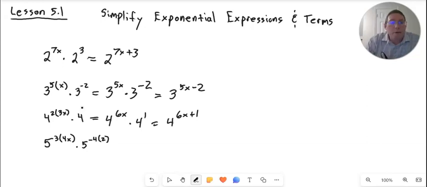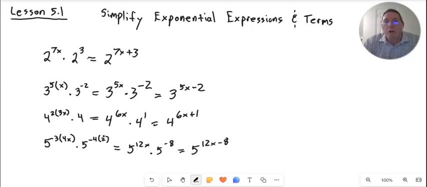Okay? And then we're going to do the same thing right here. We have 5 to the power of 3 times 4x. That's the same thing as 5 to the power of 12x. And then, look at this. We have 5 to the power of negative 4 times 2. Well, what's negative 4 times 2? Negative 4 times 2 is negative 8. And so this is now going to be times 5 to the negative 8. Now we have 5 to the power of 12x minus 8.